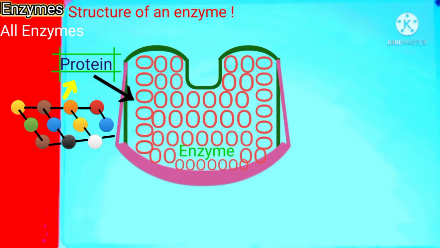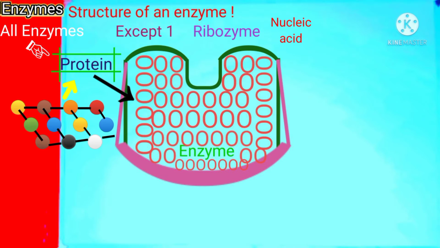Almost all the enzymes are made up of proteins except one enzyme, that is ribozyme, which is an exceptional case that is made up of nucleic acid. Because of this, we say that all the enzymes except ribozyme are prepared from proteins. So most of the enzymes are protein, but some are nucleic acid like ribozyme.